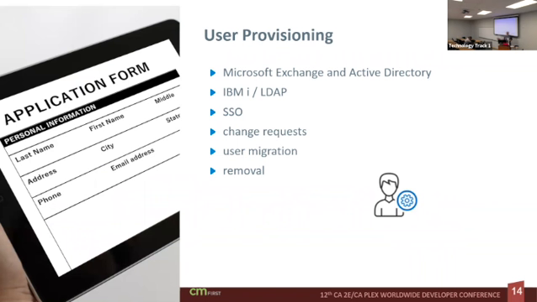Of course, another option would be user provisioning. A lot of different types of those. So you may have an Exchange or Active Directory, obviously IBM i, single sign-on. You could use these for change requests, managing change requests, or migrating users. You may have a new employee onboarding. So you may need to bring them in and set them up on all your IT systems, give them the accounts they need, and you want to fully automate that. Or you have an employee leave and you want to automate the removal of that employee from those applications so they no longer have access.